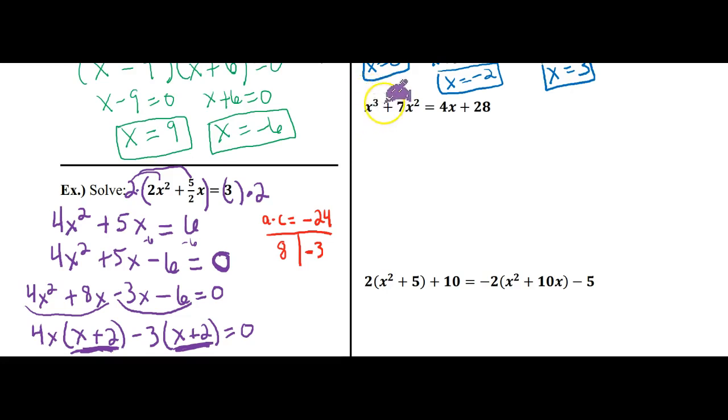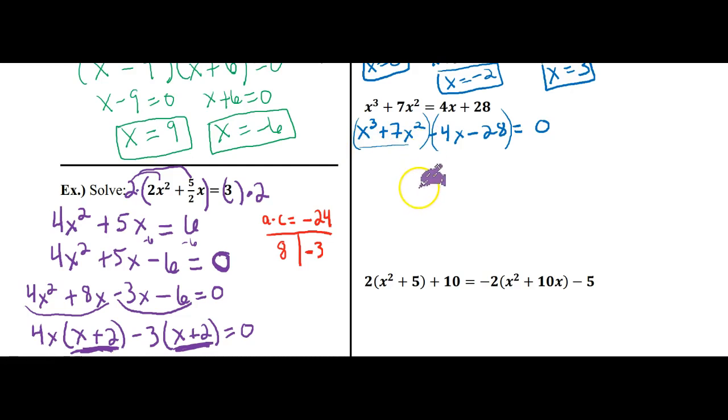Same idea. My highest degree is x cubed, so I'm going to move everything over to join that x cubed on the left hand side. So I get my polynomial set equal to 0. So I would subtract 4x to move that over, and subtract 28 to move that over, and then it would be equal to 0. Now I don't have a trinomial, I have 4 terms. So if I have 4 terms, I'm going to go right into my grouping.